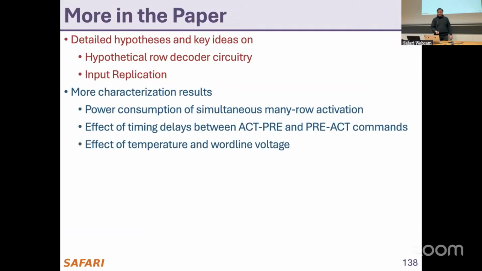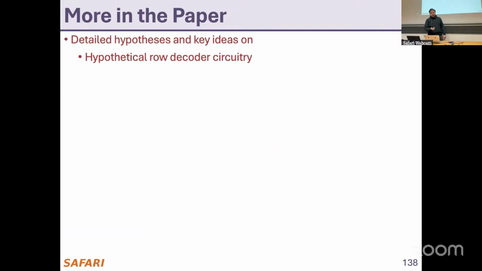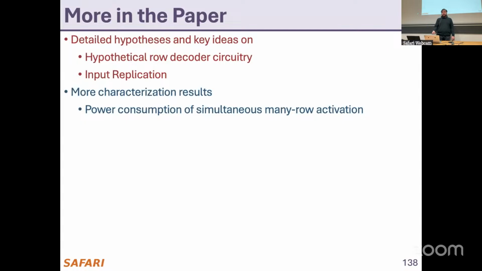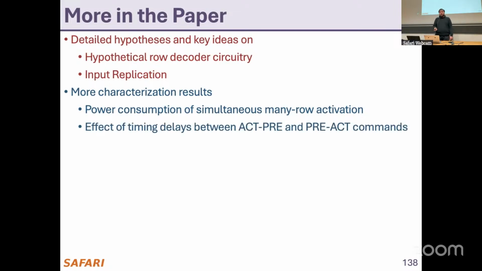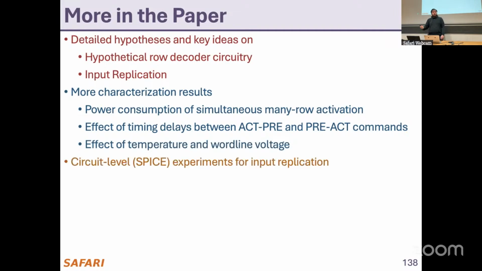Thank you. There are a lot of details in the paper: the detailed hypothesis and key ideas, and the hypothetical row decoder circuitry, how we activate things. There's actually a lower abstraction level over there. Also input replication and more characterization results, especially the preliminary analysis of how power consumption changes when you activate multiple rows, and the effect of timing delays between activate-precharge and precharge-activate, which may answer your question, plus the effect of temperature and word line voltage, which I didn't add plots for here. We also validate these results using SPICE experiments to gain more insight into why input replication works.